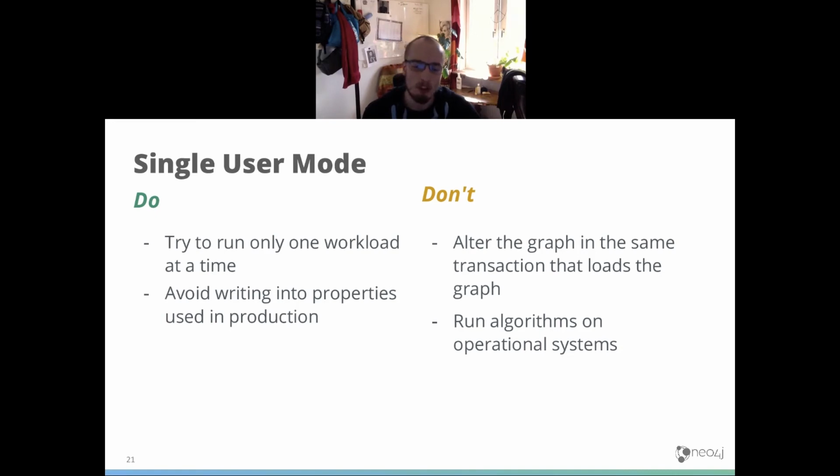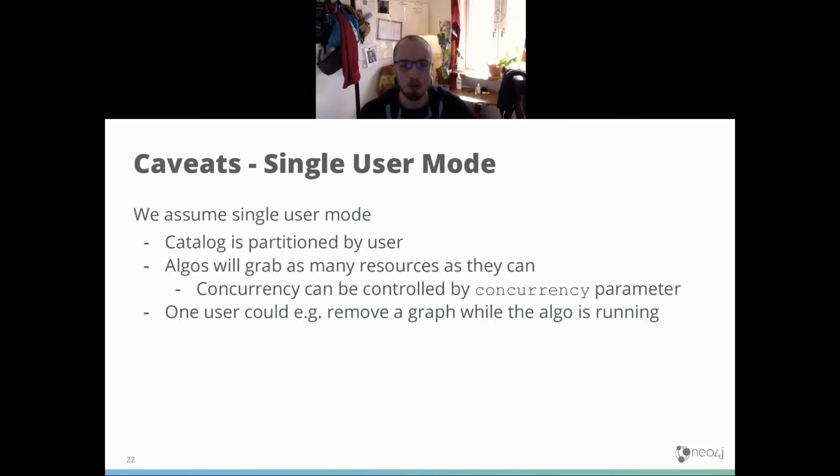But you might be using the system at other points in time for other purposes. And in that case, try to not overwrite that data. So avoid writing into properties that you use in production. But in general, try to have a separate system for your algorithmic runtime, that leads to the best results. So you have a separate sandboxed system where you do your algorithmic runtimes, and then don't mix that with your transactional workloads.